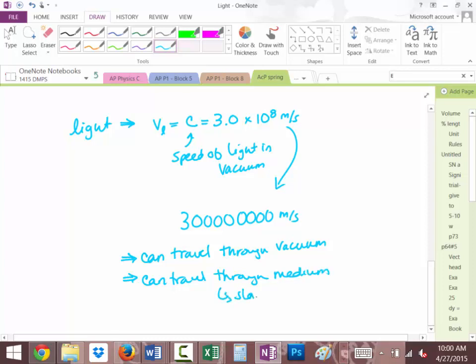But it slows down. And that's important. Okay. Our evidence, I was going to write that down. So we know that we can travel through a vacuum is that we can see the sun. And the sun is giving off light, right? So that's pretty nice. How far does that light have to travel? Does that have to travel a long way?